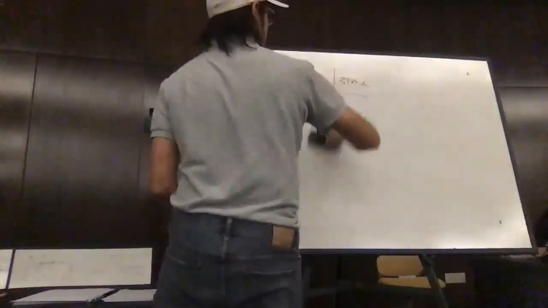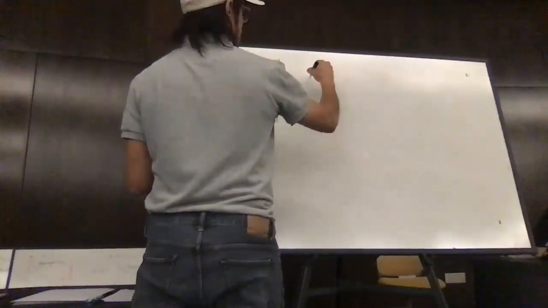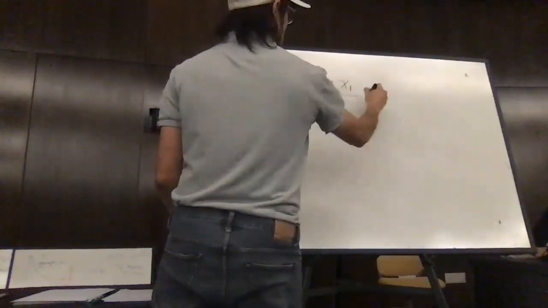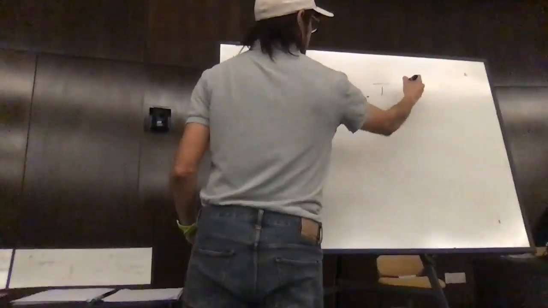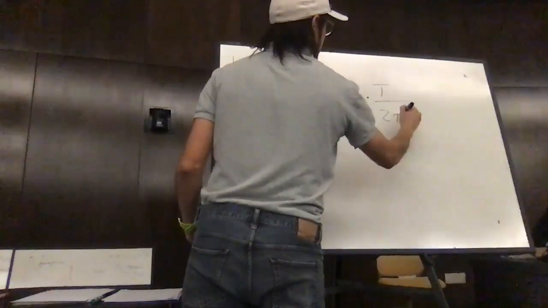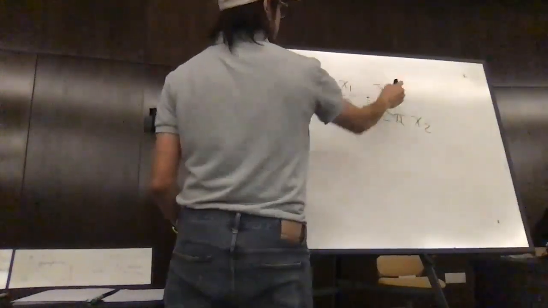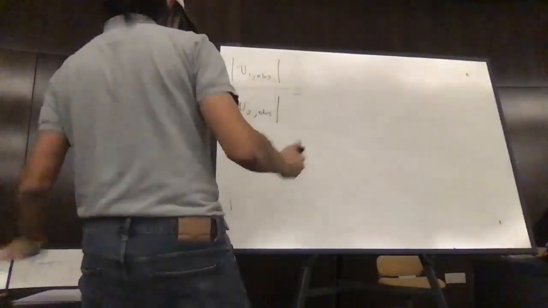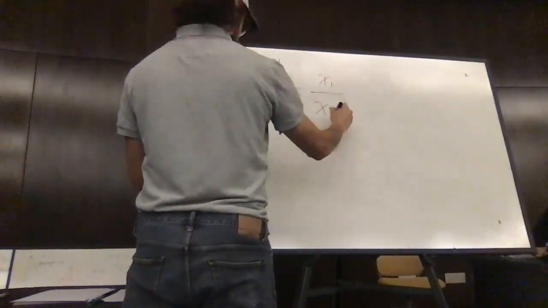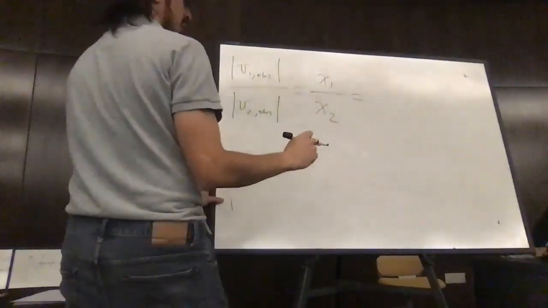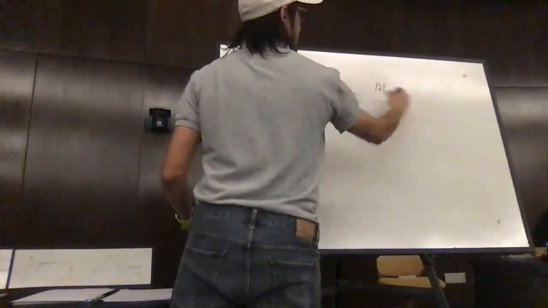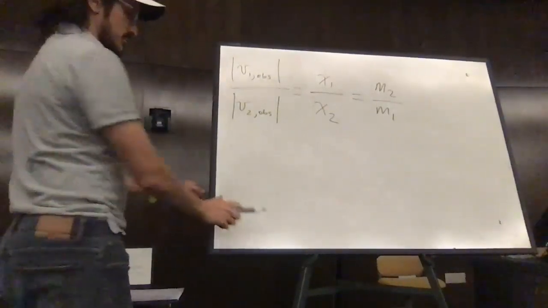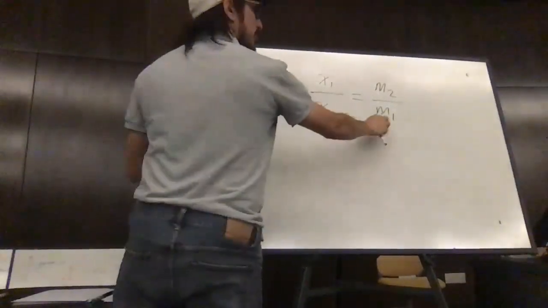And you know what V1 and V2 are, so V2 over V1. So the ratio of the observed velocities is just x1 over x2, and from the previous equation, this is m2 over m1. So the ratio of the observed velocities, and you don't have to make any corrections, it's just your observation, is the ratio of the masses.